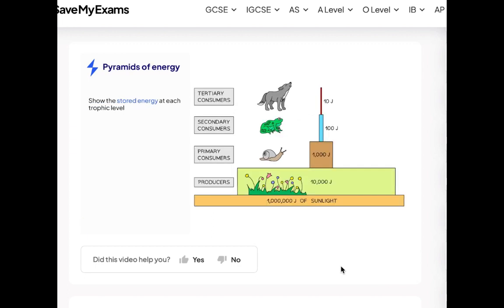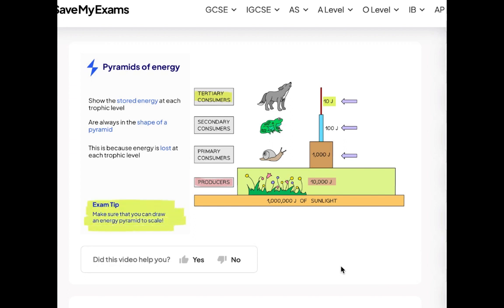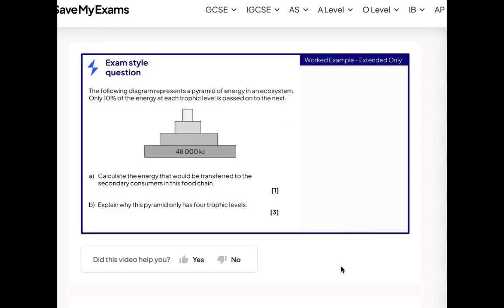A pyramid of energy will show the energy stored in the biomass at each trophic level. It will always have a pyramid shape since the stored energy decreases as you move up the food chain due to the energy losses at each trophic level. If we look at the pyramid of energy in the diagram, we can see that the tertiary consumers at the top of the pyramid will only receive about 10 joules of the original 10,000 joules of energy that was available from the producers at the bottom of the pyramid. In an exam, you may be expected to draw a pyramid of energy on graph paper, so make sure that you pick a suitable scale.